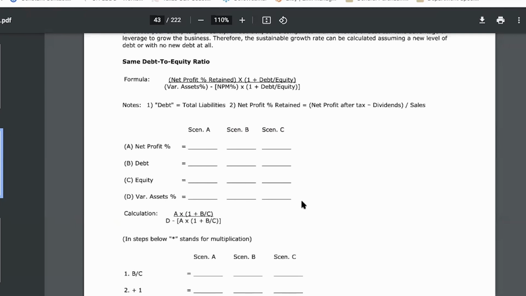We also have what are called non-variable assets. Non-variable assets are assets that do not grow as a company's revenues grow. Do not grow. And so the best example I can give you of a non-variable asset would be a copier machine.